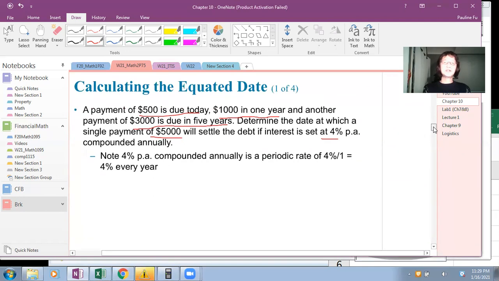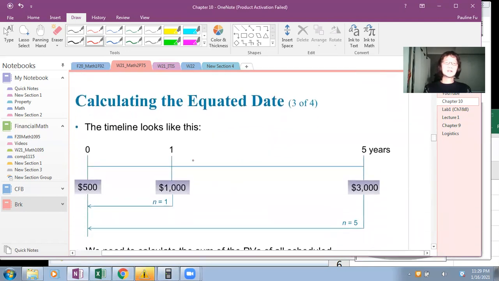A payment is due today, 500. So this is today. 1,000 is due in 1 year, and 3,000 is due in 5 years. So first step, we need to calculate what is the equivalent value.